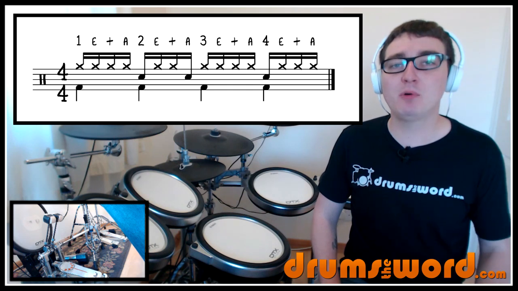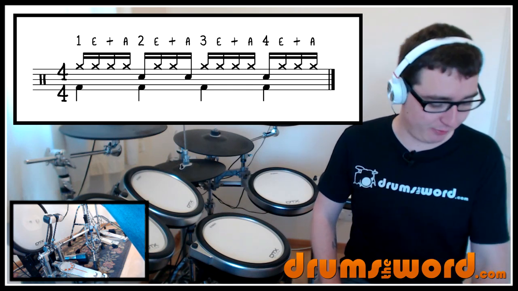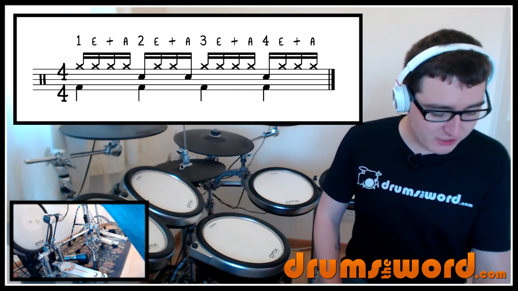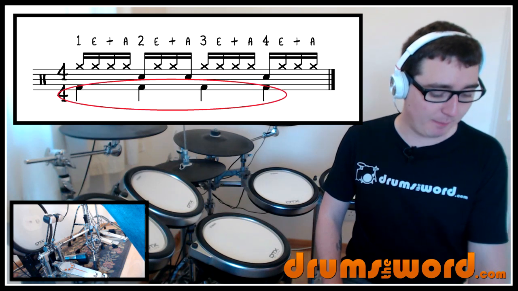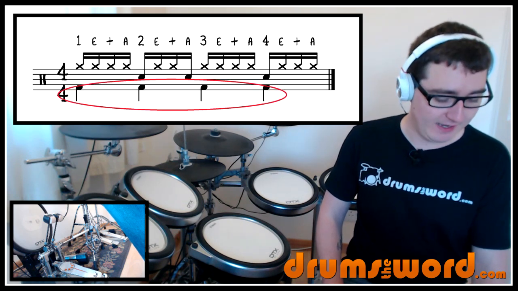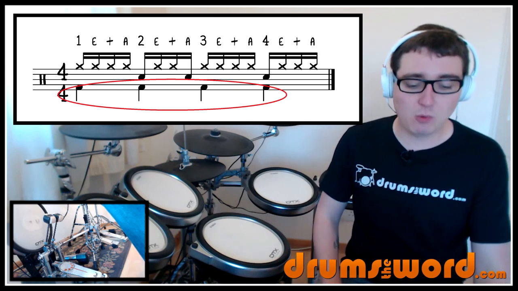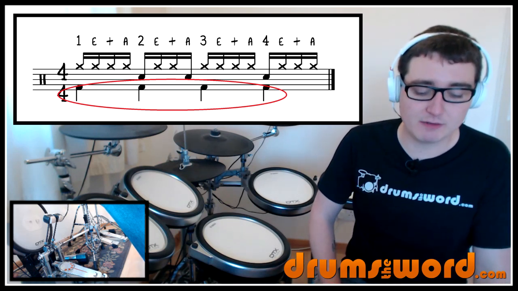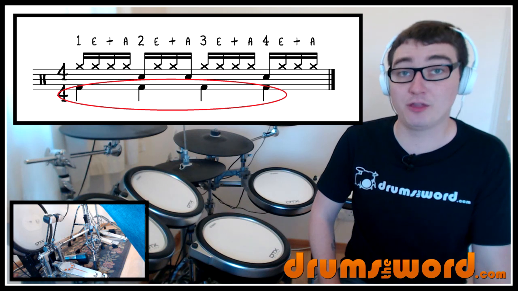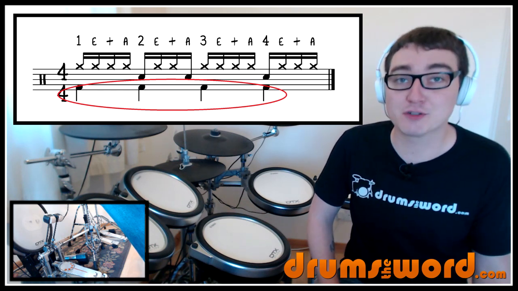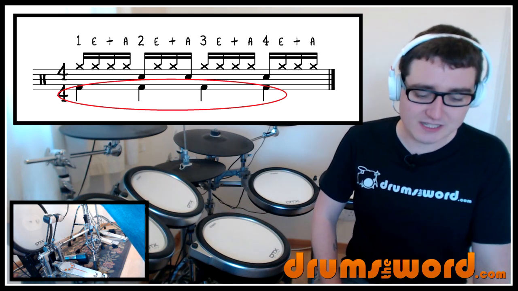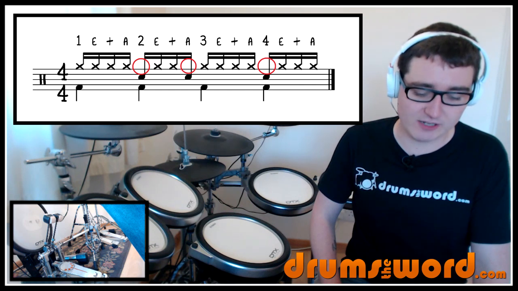For this next example, let's stick with writing the hands and feet separately. It's very common for the bass drum to be written on its own like this when playing a repeating pattern, especially if the hands are doing something more complicated over the top. Playing quarter notes on the bass drum like this is commonly referred to as playing 4 on the floor, hopefully for obvious reasons. Notice that no hi-hats are written above each of these snare drum notes.